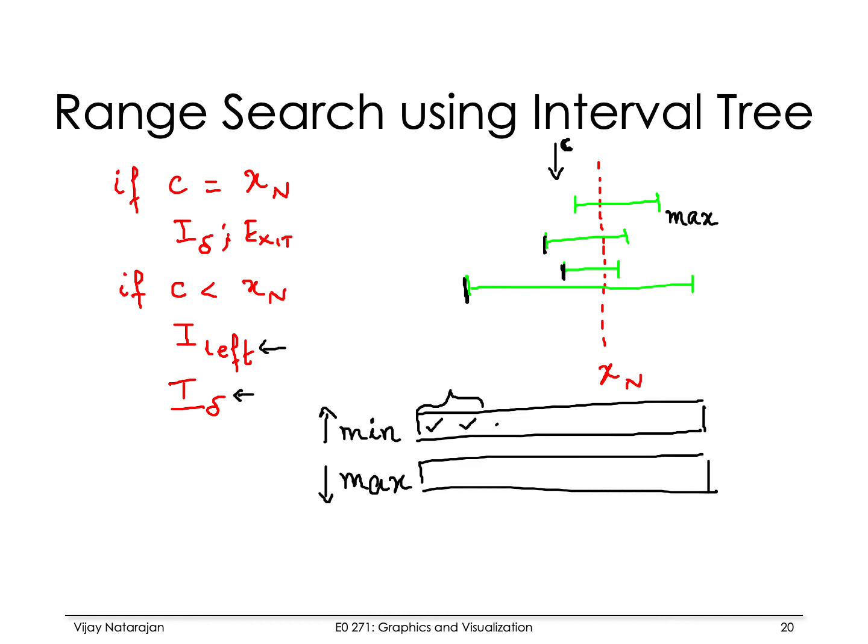Processing I sub left is essentially just a recursion. Similarly, in the case of C greater than X sub n, I would process the right subtree recursively, and then I would process I sub delta. At this time, I would look at the max array, which is now sorted in decreasing order of the max values. And again, I will read off all the max values until I reach a max value which is less than C.